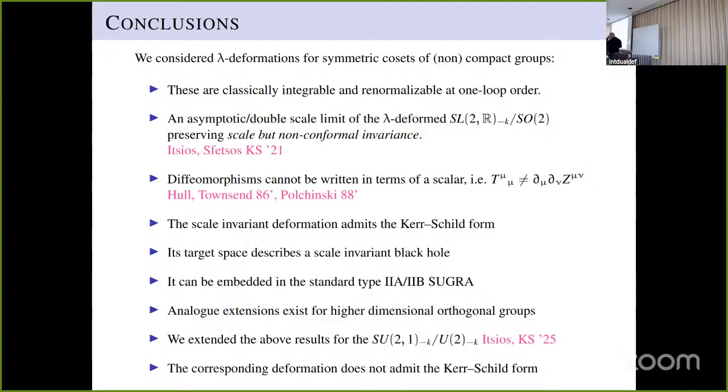As I told you, this can be embedded in standard type IIA or type IIB supergravity for any value of lambda. An analogous extension exists for higher dimensional orthogonal groups. And then we extended the above results to the case based on unitary groups. The corresponding deformation here preserves scale but non-conformal invariance, but does not admit the Kerr-Schild form.